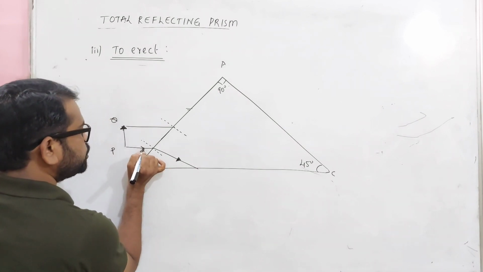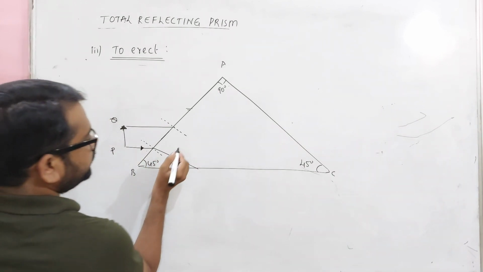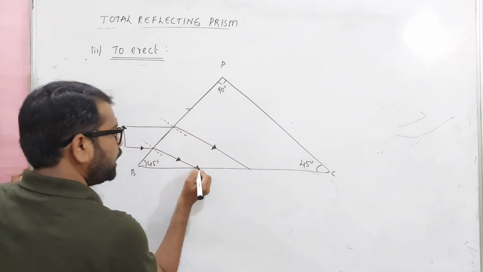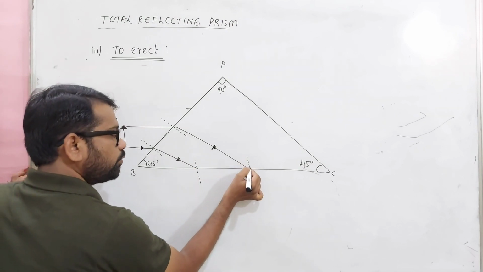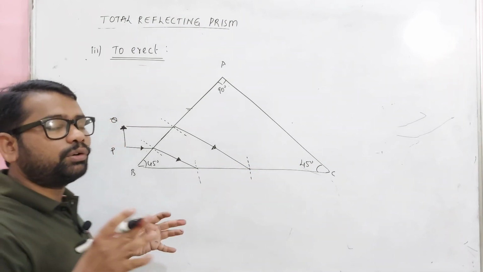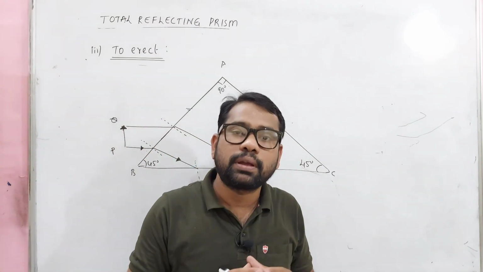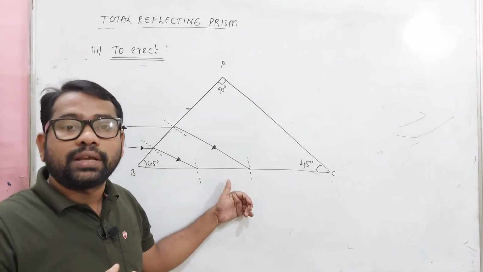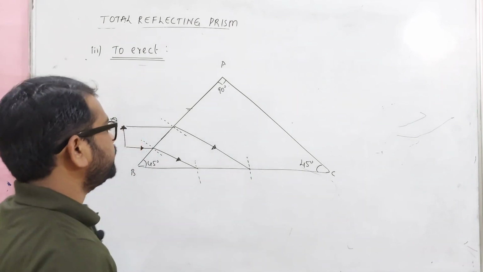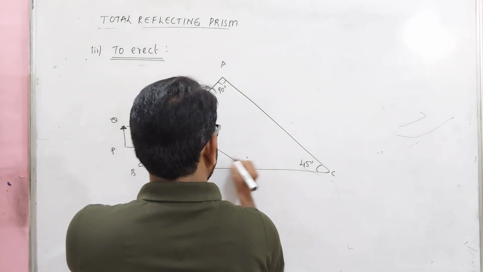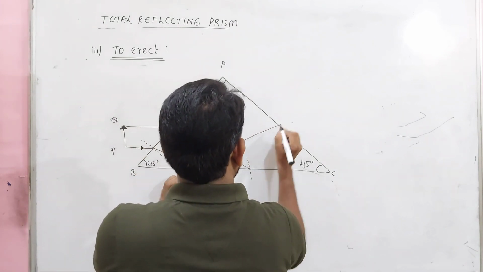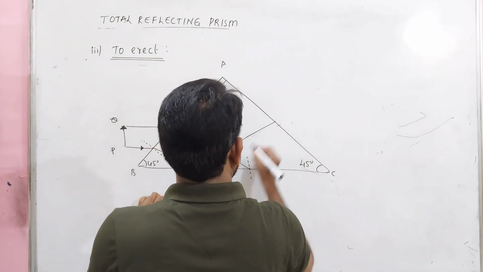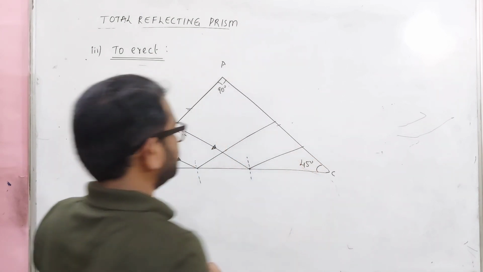Try to understand, children. You should be very careful. And here this light ray also gets here. But children, at these 2 points, they are trying to go from denser to rarer medium, and by default the angle of incidence will become greater than the critical angle, which means what? At these 2 points, light rays are going to get totally internally reflected. So this light ray will go straight, and this light ray will also go straight.